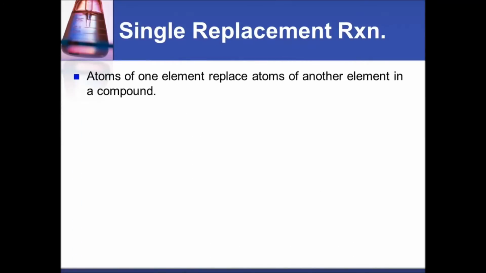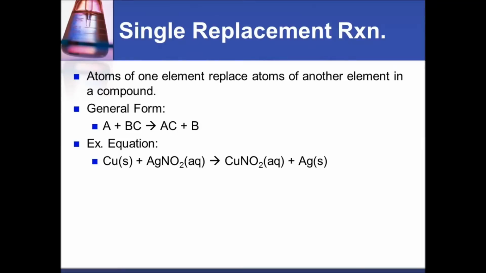Okay, so now we have a single replacement reaction. This is probably one of the harder ones to determine. You're going to have atoms of one element that's going to replace the atoms of another element in a compound. So here's the general format. So you're going to have one single thing by itself. So here we have an A plus a compound. So we have two things that are together. Here we're representing it by B and C. And then on this side, on the right side, they're switching places. Notice the A switched places with the B.